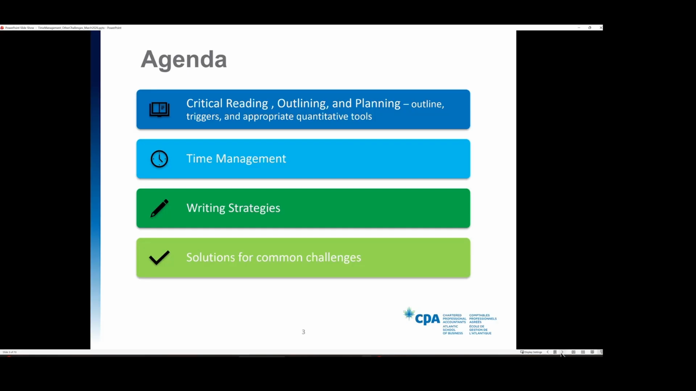So let's talk about our agenda today. A very important key success factor that's needed in order to increase your chances of passing CFE is being able to create an effective and efficient outline. So we're going to spend quite a bit of time talking about critical reading, outlining, and planning. We're going to create an outline using a best practice I want to share with you for a day 3 case, Tiny Code. I'm also going to talk about the different types of triggers to be on the lookout for when you're reading your case.